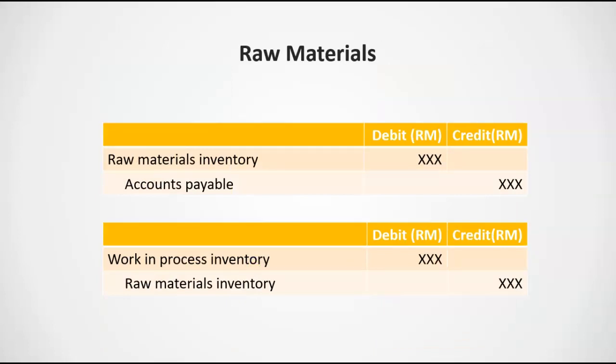Raw material that you purchase, let's say on credit, for production will be recorded in the raw material inventory account. So you debit raw material inventory account, you credit accounts payable. When you use the raw material in the production, you will record it in the work in process inventory account. So you debit work in process inventory account and you credit your raw material inventory account. At the end of the financial year, the balance in the raw material inventory account is reflected in the balance sheet under asset.